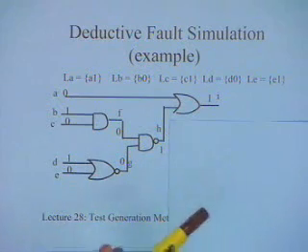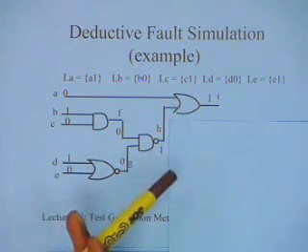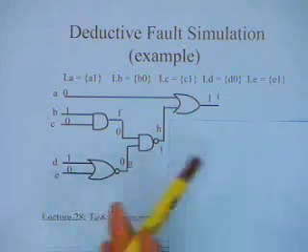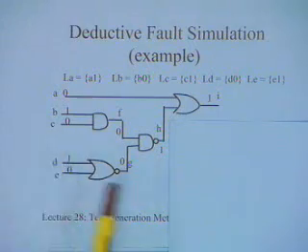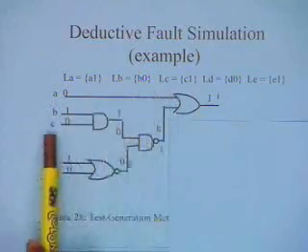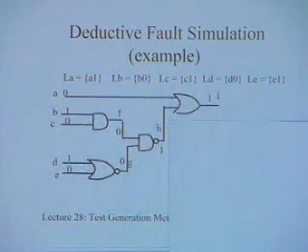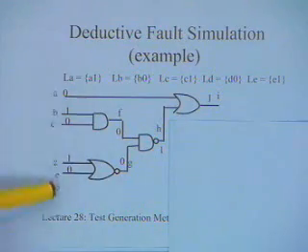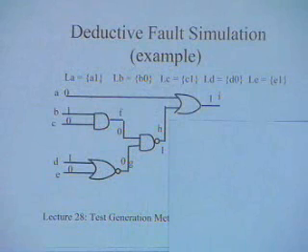So if you have n nodes, there are 2n faults, and with any test vector the maximum number of faults you can detect is only n, because you cannot detect the other n stuck-at faults which give the true value. Now LA is A1, LB is B0, LC is C1, LD is D0, LE is E1. This shows the list of faults that I can possibly detect with this test vector, and I can find this out using the test vector itself.